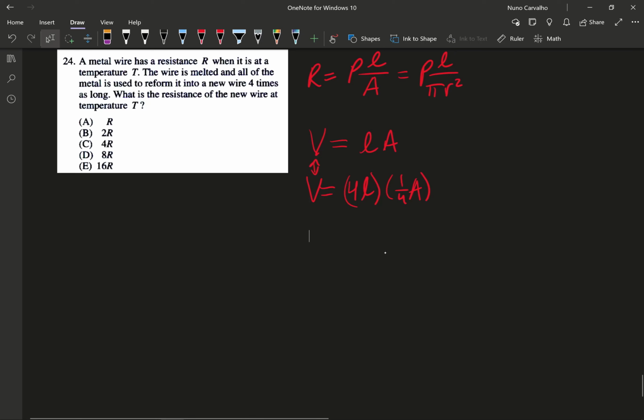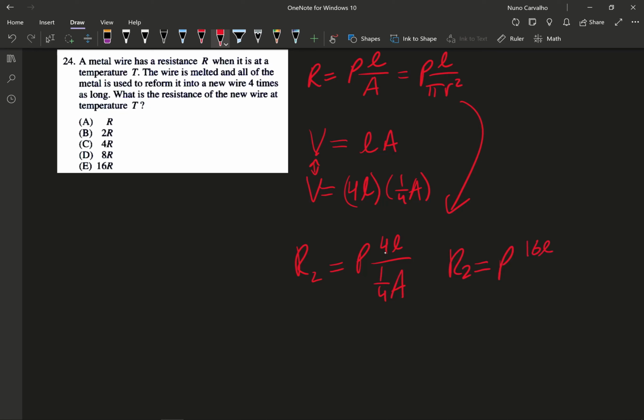So we can now rewrite this with the new resistance, which is going to be still the same rho, but now we have 4L over 1/4 of A. And so if we rearrange this, that means that R2 is going to be rho times 16L over A, which is really just 16 times the original one that we had up here. So the correct answer is E.